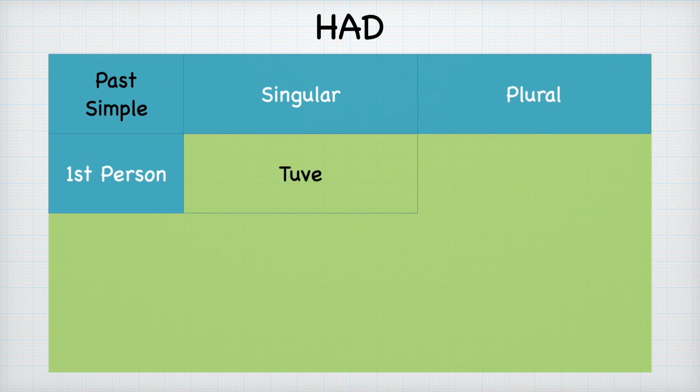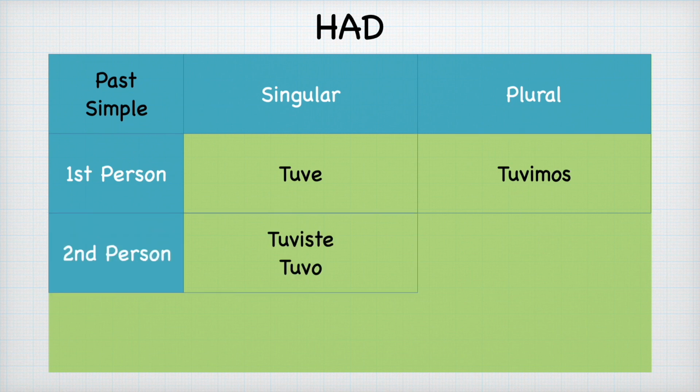In first person singular, we'll use tuve. Tuve. I had. In plural, we'll use tuvimos. Tuvimos. We had. In second person singular, we'll use tuviste. Tuviste for the informal you. And tuvo. Tuvo for the formal you. In plural, we'll use tuvieron. Tuvieron. And again, these all mean you had.